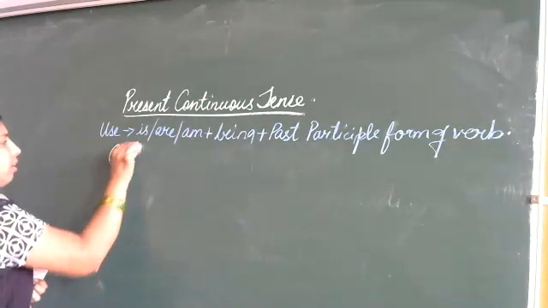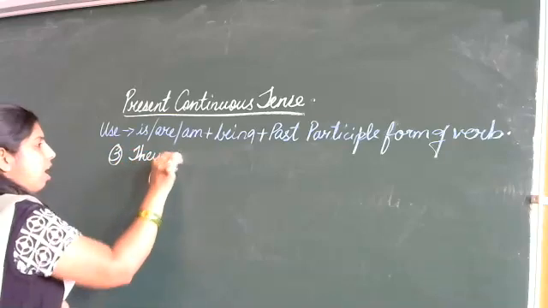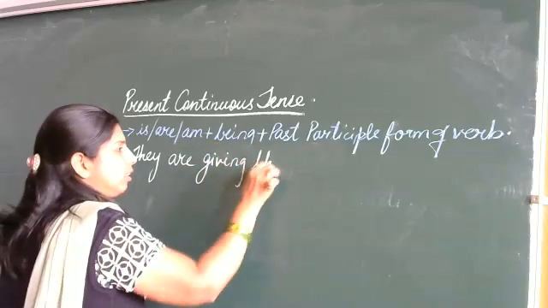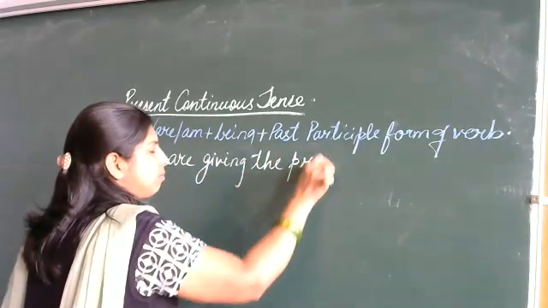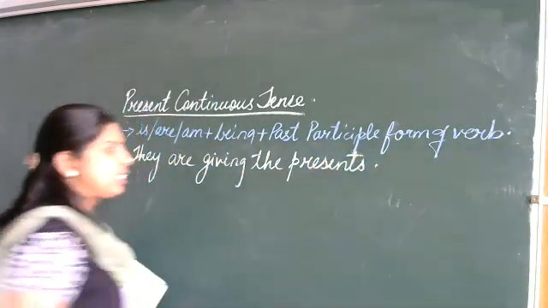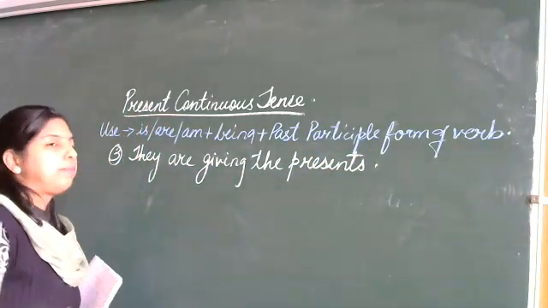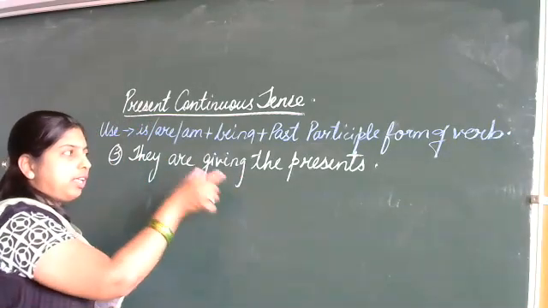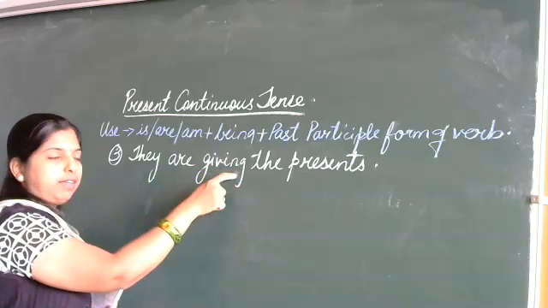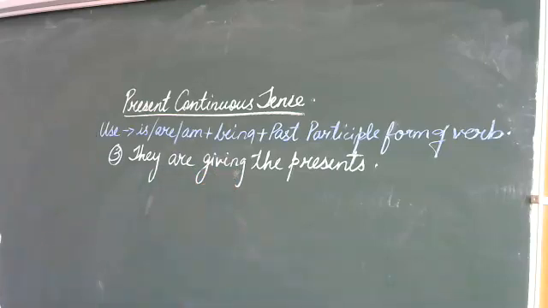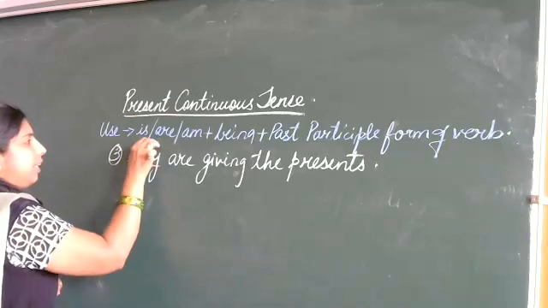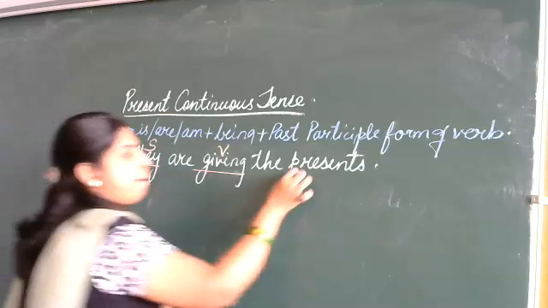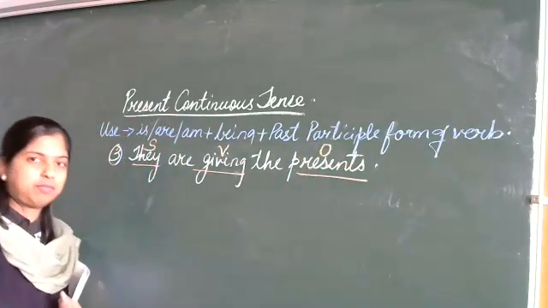The third one: they are giving the presents. This is the sentence. It is present continuous because are giving. The action is going on. Give, ing form, giving. So where is the subject here? They is the subject, giving is the verb, presents is the object. Right?